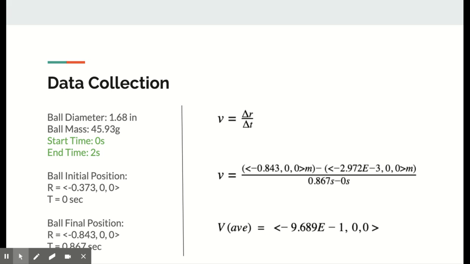I collected data from the ball, such as mass and diameter. I also recorded the start and end times of the system. The initial position of the ball was recorded using the tracker software.